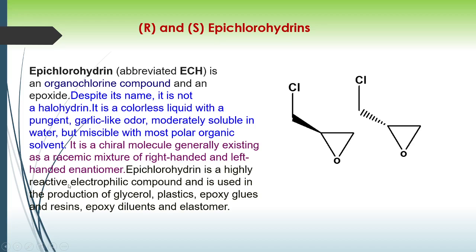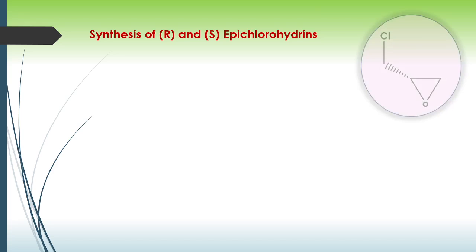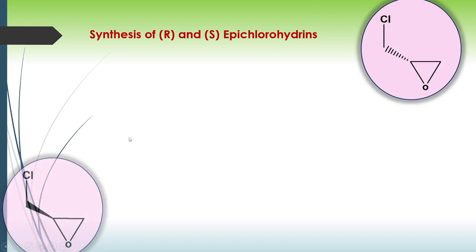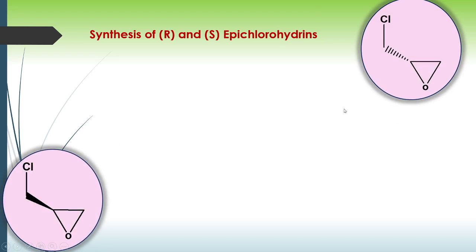Epichlorohydrin is a highly reactive electrophilic compound used in the production of glycerol, plastics, epoxy glues and resins, epoxy diluents and elastomers. So these are some uses, or you can say the applications, of epichlorohydrin. Now see the synthesis of R and S-epichlorohydrin. This is the R-epichlorohydrin and this is the S-epichlorohydrin.